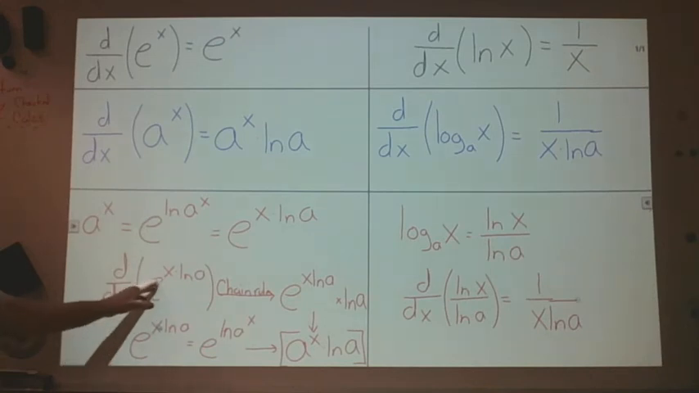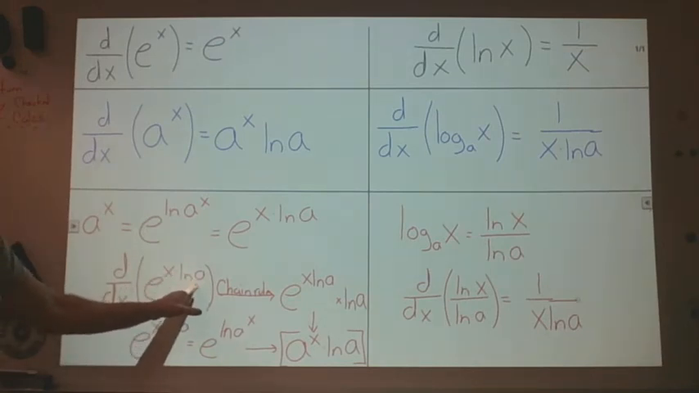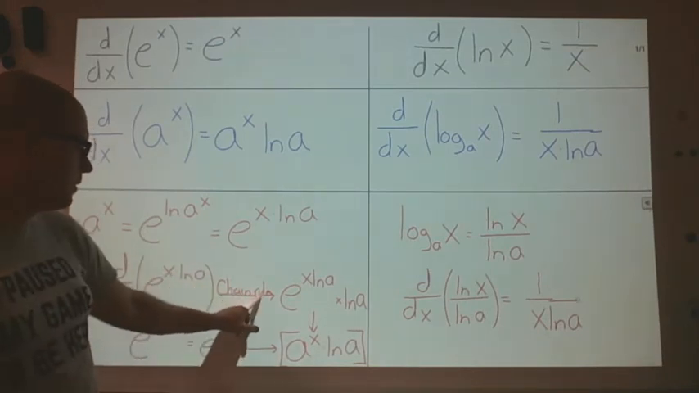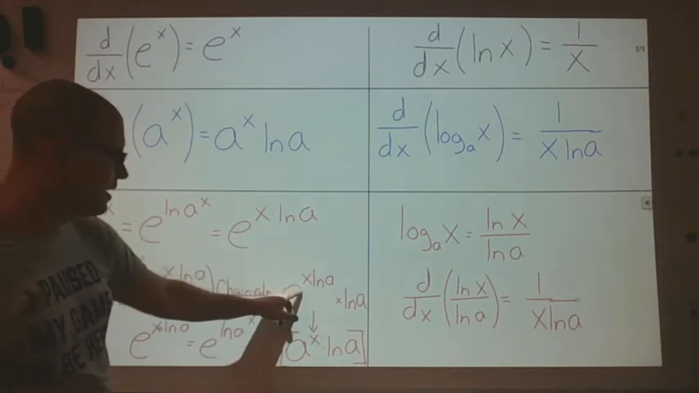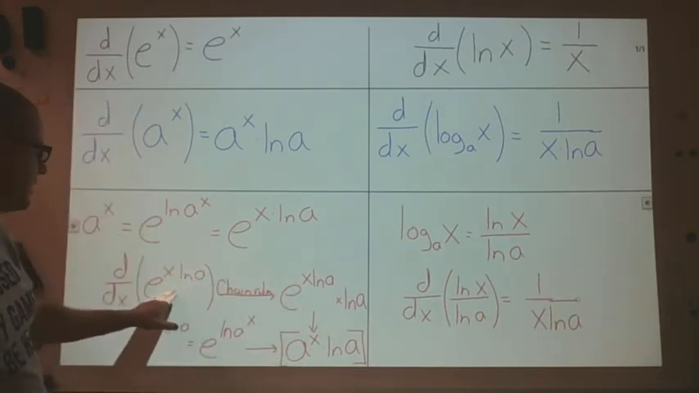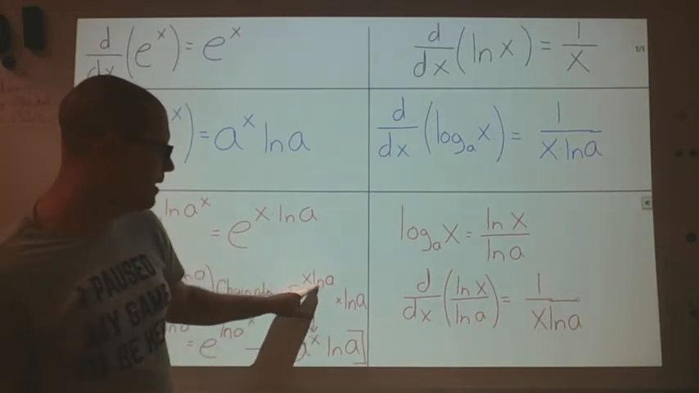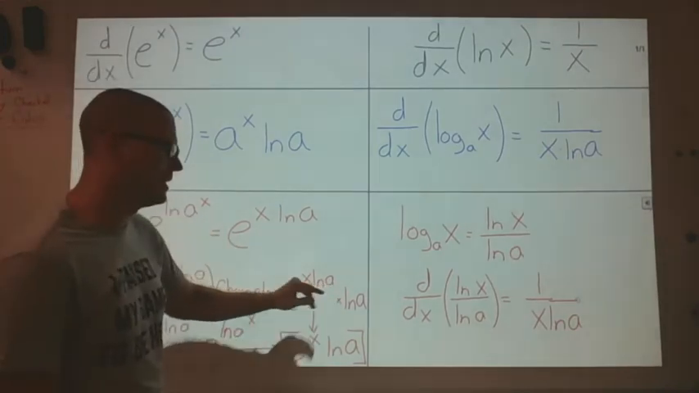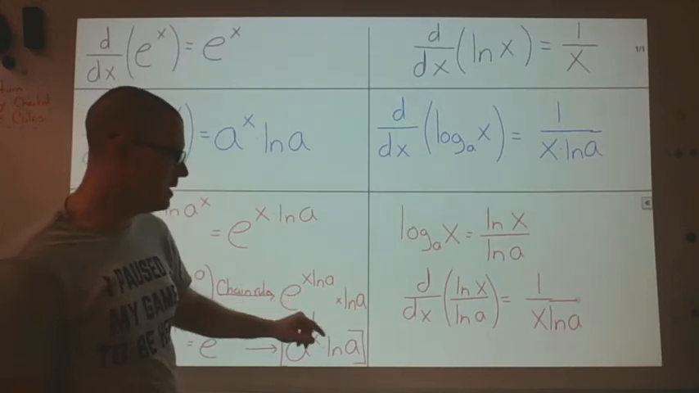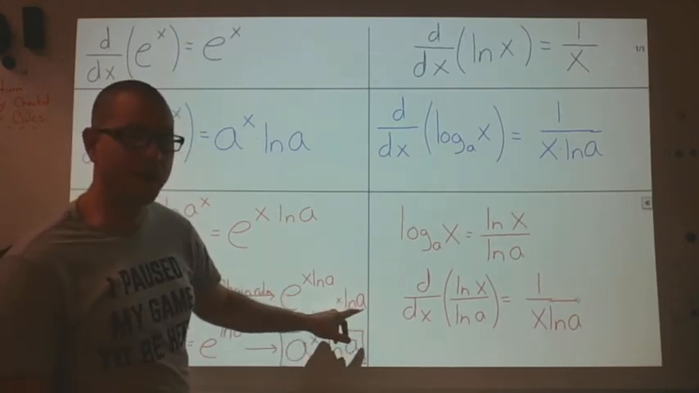So we're going to differentiate that expression, e to the x times natural log of a, using chain rule, which by definition, we take the derivative of the first, e to the x, at the original inside function, x natural log a, and then we multiply that by the derivative of that inside function, x natural log a, which would just be the natural log of a by power rule.